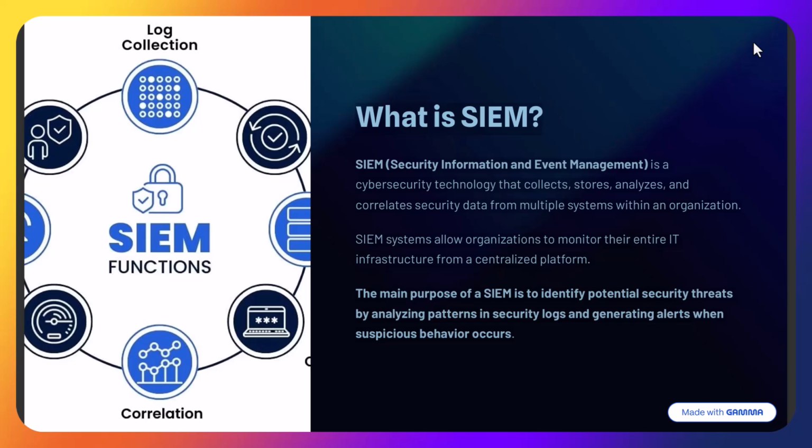To collect, SIEM gathers logs and security events from many different systems. To store means that the collected logs are saved in a central location so that they can be reviewed later. To analyze means that the system analyzes log data to identify patterns that might indicate suspicious activity. To correlate means that it links multiple events together to determine whether they are related to a potential attack.